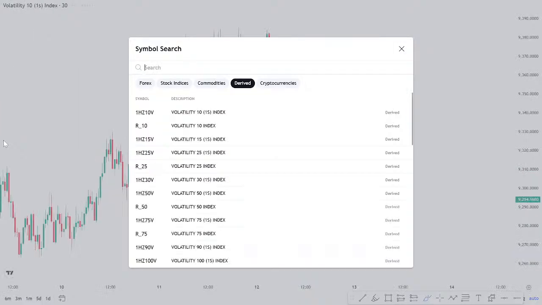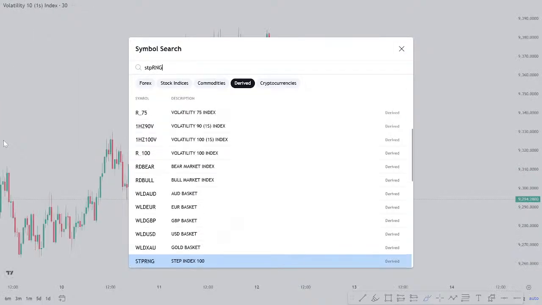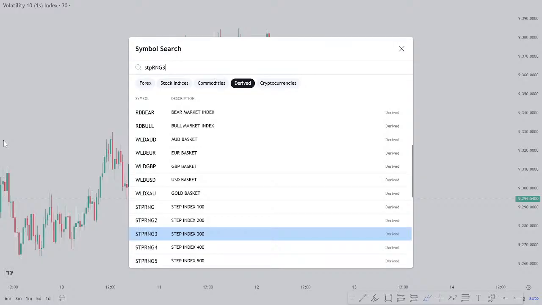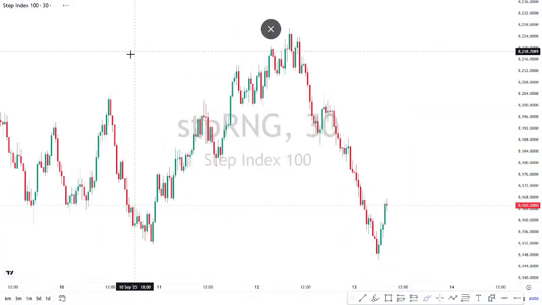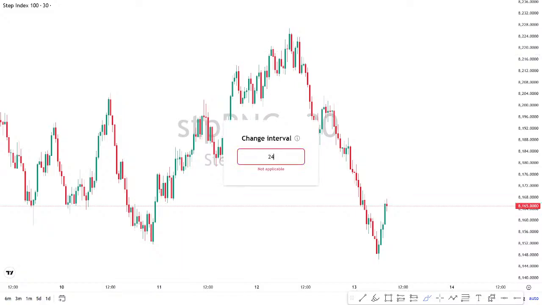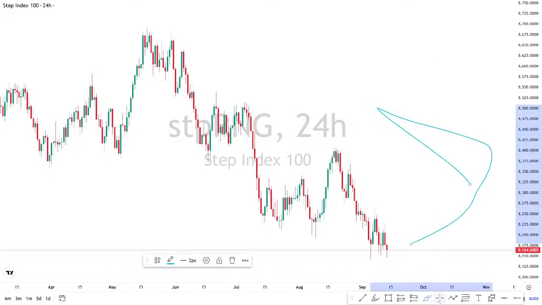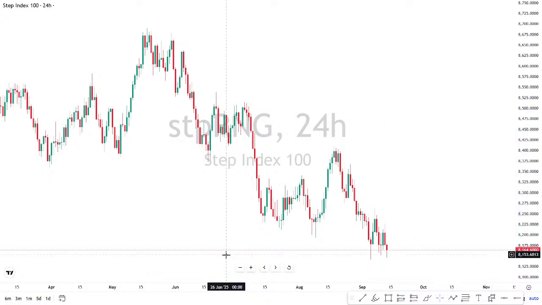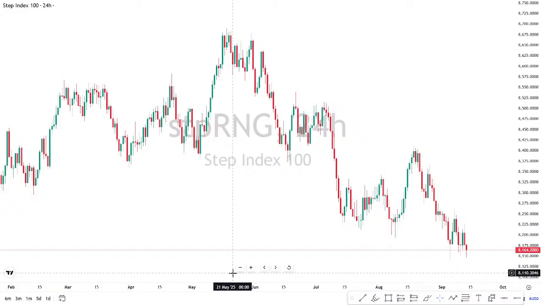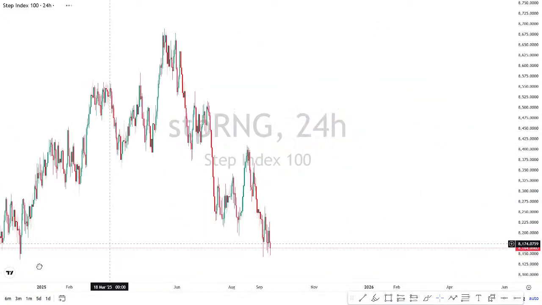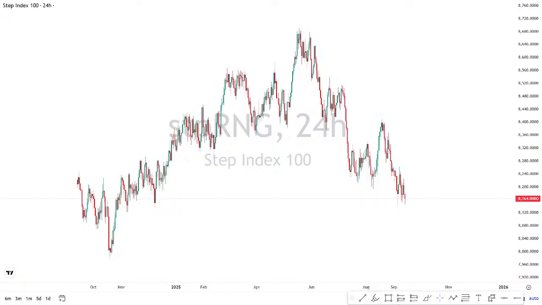Step 100. Alright, so let's go to 24 hours time frame. So our last break of structure for step 100 is obviously to the downside. Alright, so this is our last break of structure, right, to the downside.